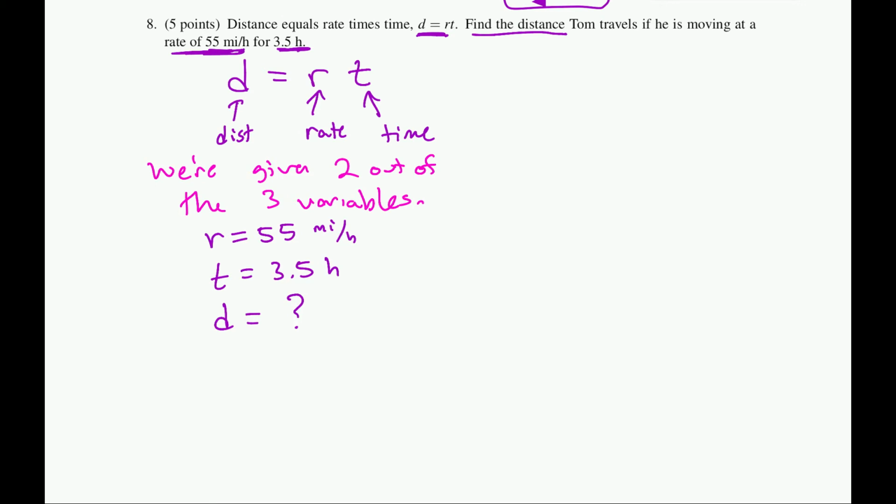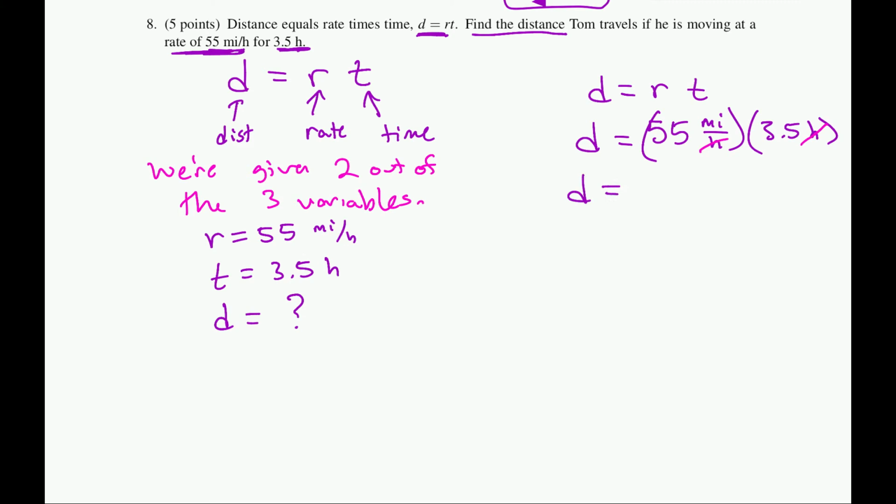So you go back to your equation here, d equals rt, and you fill in the 2 that you know. So d is what we don't know, but we know that the rate is 55 miles per hour, and we know the time is 3.5 hours. If you work out the units, the hours will cancel, but you could just leave the units off when you're doing this calculation, and that'll be okay as well. And what we'll get here is d is 55 times 3.5.